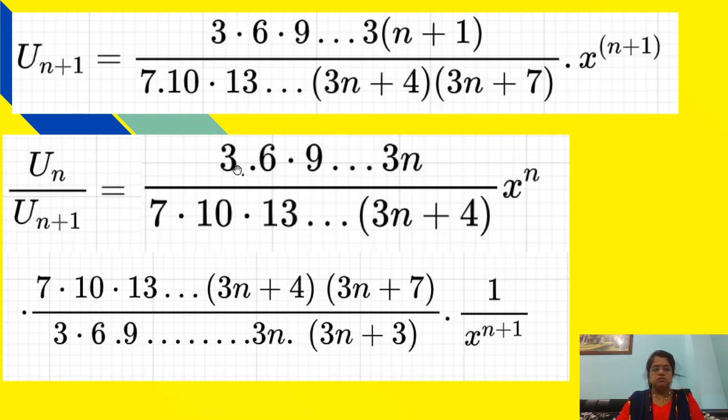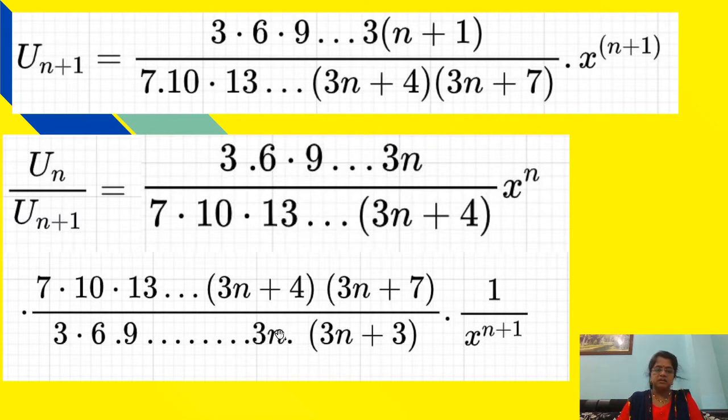Therefore, it is equal to 3 into 6 into 9 dot dot 3n divided by 7 into 10 into 13 dot dot 3n plus 4 into x raised to n. This is the value of un. Now divided by un plus 1, and that part will be equal to 7 into 10 into 13 dot dot 3n plus 4 into 3n plus 7 divided by 3 into 6 into 9 dot dot 3n into 3n plus 3 into 1 upon x raised to n plus 1.